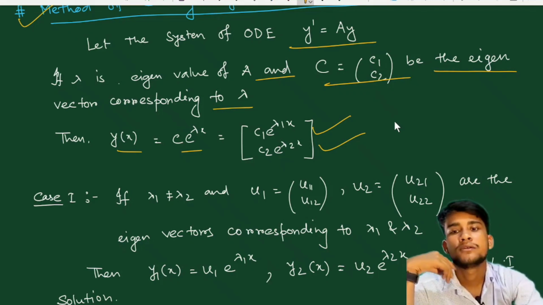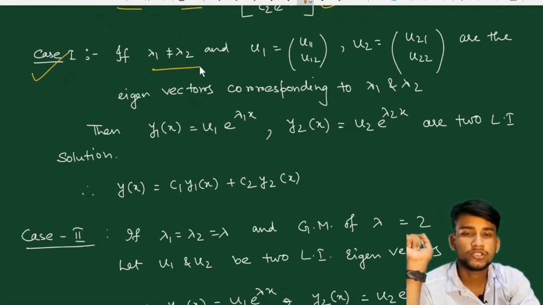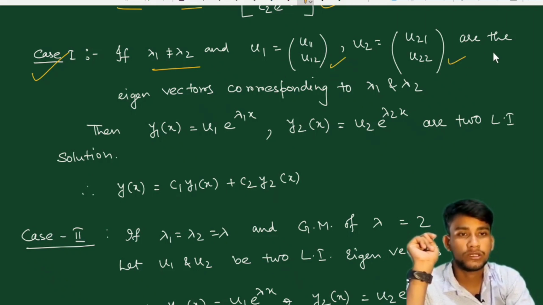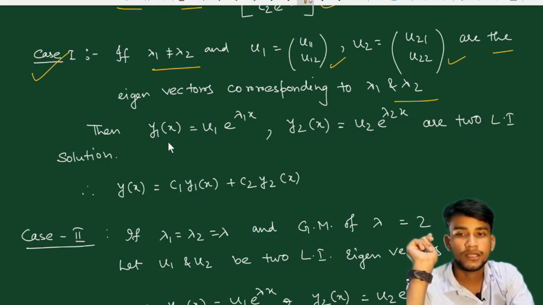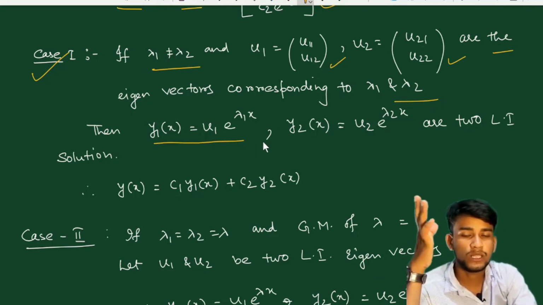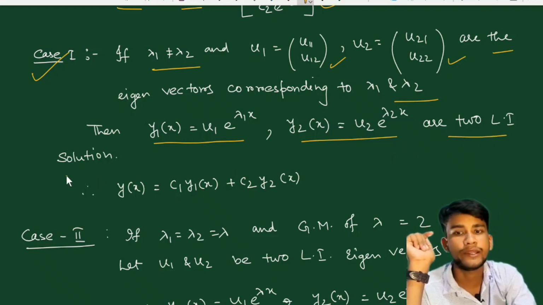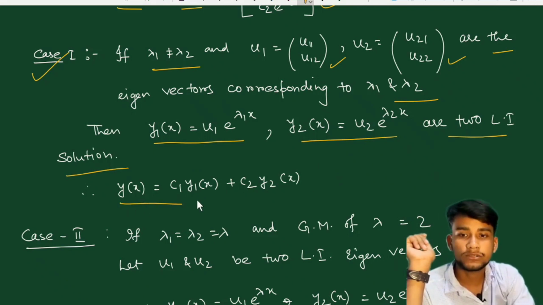Now there are three cases. Case 1: if lambda1 is not equal to lambda2, for two variables and second order, then u1 and u2 are the eigenvectors corresponding to lambda1 and lambda2. Then y1(x) equal to u1 e to the power lambda1 x and y2 equal to u2 e to the power lambda2 x are two linearly independent solutions, and the general solution is written in the form y(x) equal to c1 y1 plus c2 y2.